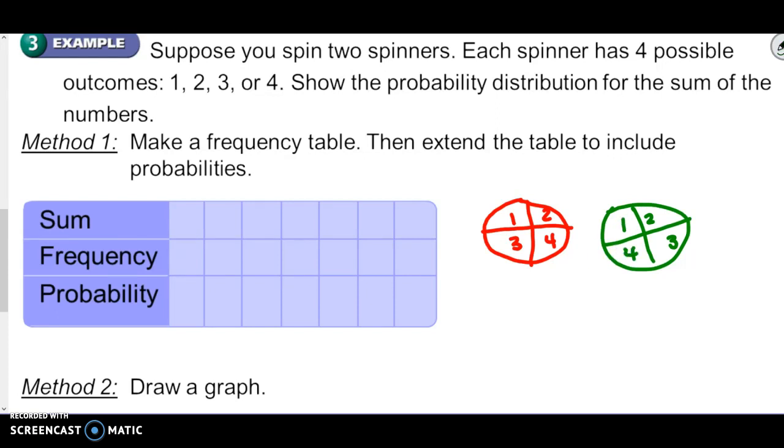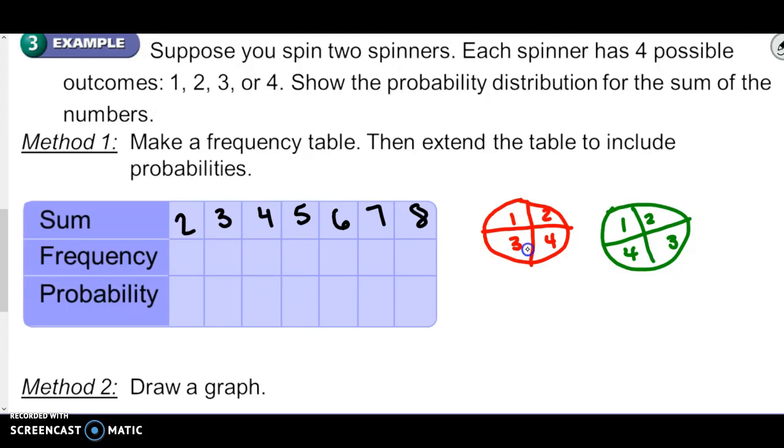Okay, so now we want to look and see what are the possible outcomes if we add those numbers together. Well, the smallest possible we have is 1 plus 1, which would give us 2. And then we have 3, and then we have 4, 5, 6, 7, and then 8. And that makes sense because the largest numbers we have are 4, so 4 plus 4 is 8.